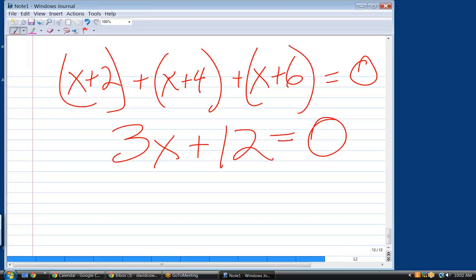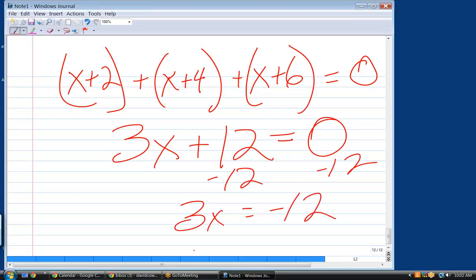Okay, so there I've removed the parentheses. Now I have an equation I can solve quite easily. What's the first step? No, get the number on the other side. In other words, at this point of the equation, we're going to gather all of our x's on one side, all of our numbers on another. So I'm going to subtract 12 from both sides. That leaves me with 3x equals minus 12.